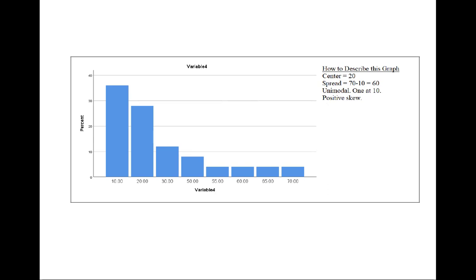In this graph, the center is 20, the spread is 70, the largest value, minus 10, the smallest value, which equals 60. The graph is unimodal with one mode at 10. In this graph, there's a positive skew as the right side of the graph extends much further than the left side of the graph.